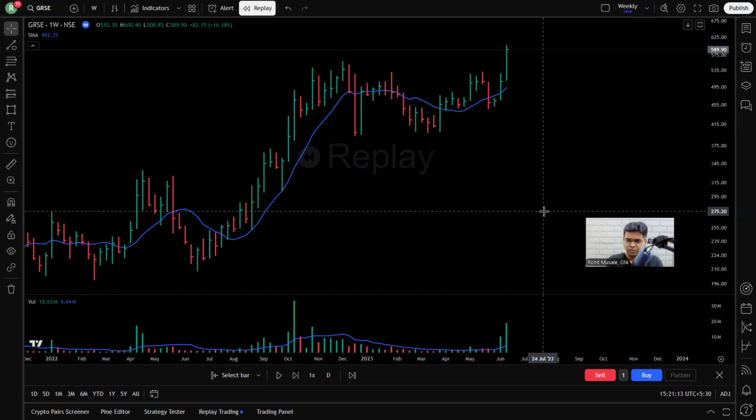The 10-week simple moving average is so powerful. It keeps you in the trade for a very, very long time. And it removes subjectivity from the trade. It makes it very, very objective. It gives you a clear signal to sell.